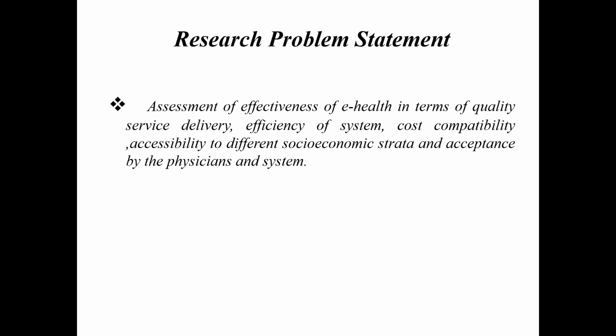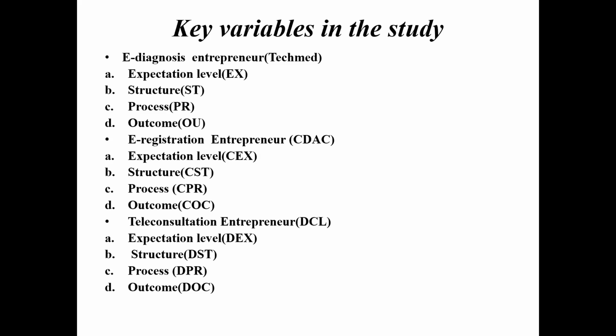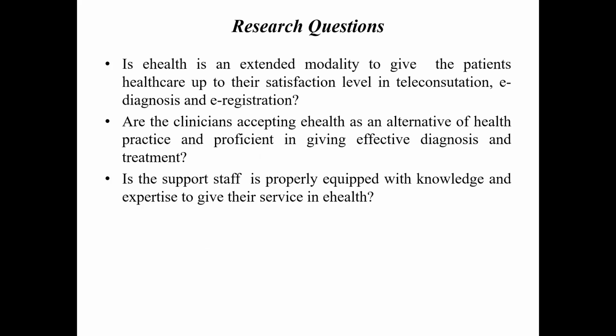So research problem statement: assessment of effectiveness of e-health in terms of quality service delivery, efficiency of system, cost compatibility, accessibility to different socioeconomic strata, and acceptance by physician and systems. So these are the key variables of study. I won't elaborate. Expectation level is EX, structure is ST, process is PR, outcome is OU, and as for the entrepreneur name, it has been prefixed.